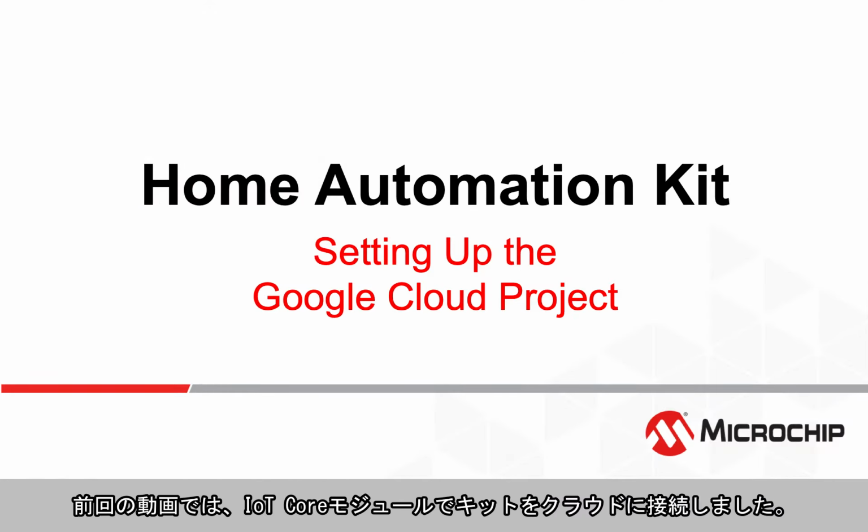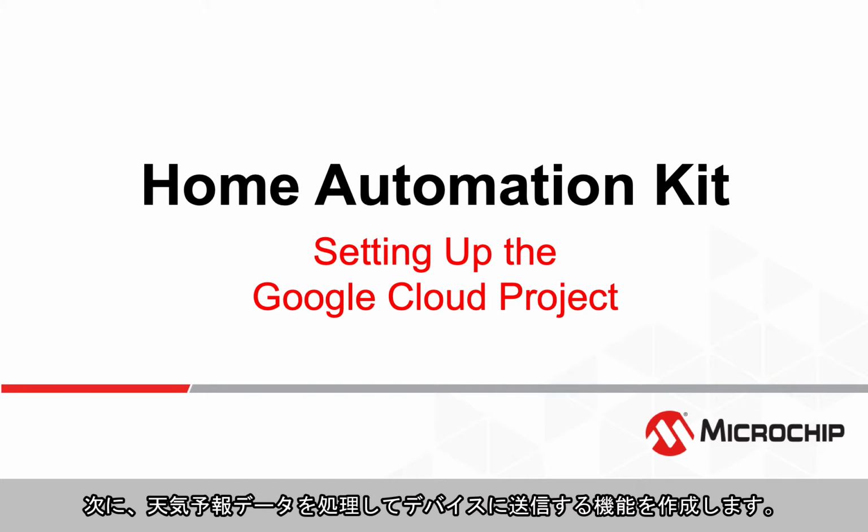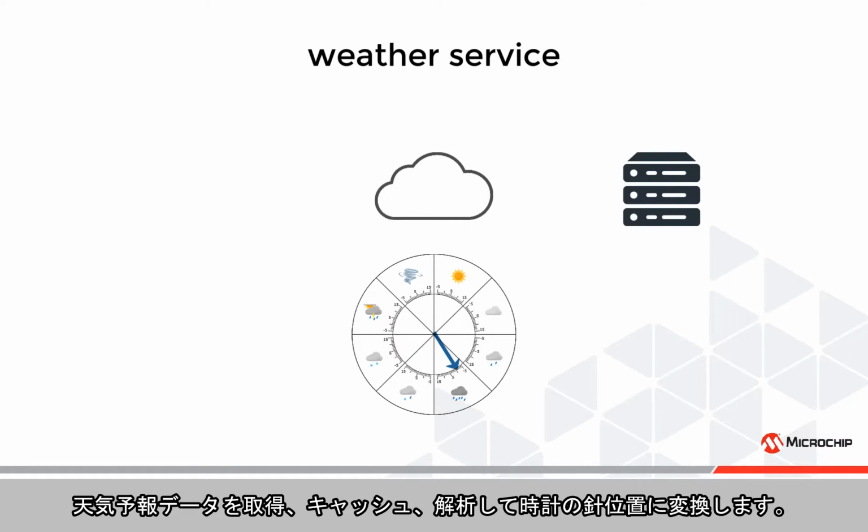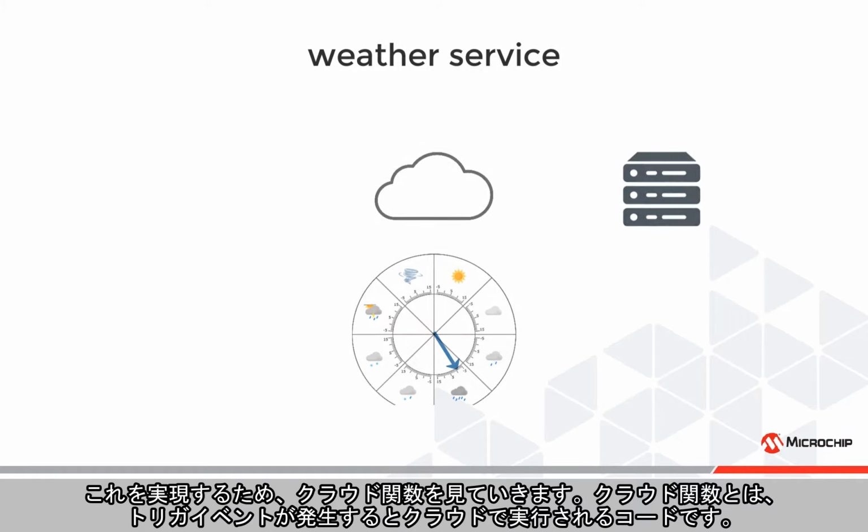In the previous video, we connected the kit to the cloud through the IoT Core module. Next, we must make the functionality which handles the weather data and sending it to the device. Weather data must be fetched, cached, parsed, and converted to a clock hand position. To achieve this, we will have a look at cloud functions.